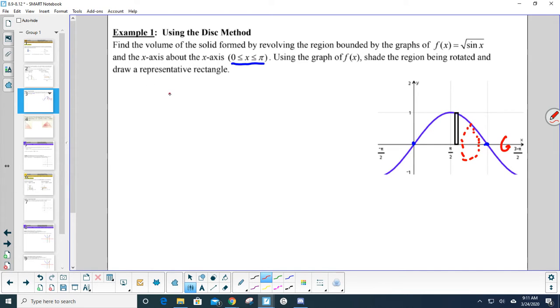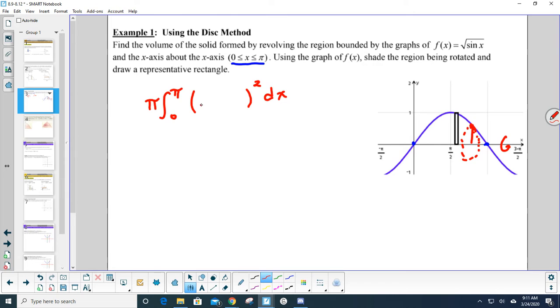So I'm going to come over here. I'm going to go from 0 to pi, because that's the bounds it gave me. I'm going to put the pi out front because it's pi r squared. And I'm going to have a dx out here. So basically what we're looking at here, if we look at this rectangle, is the radius. Like if I had a little rectangle for this one, that's your radius.